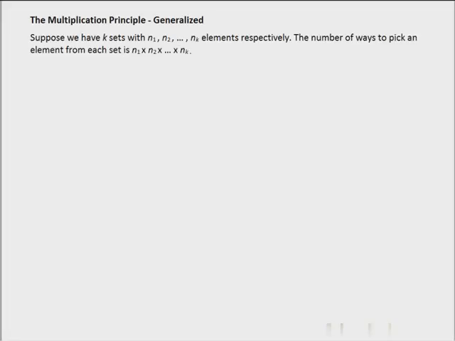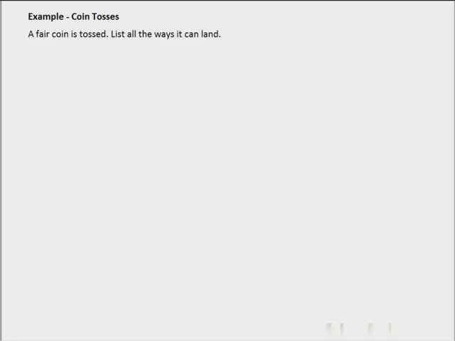We've just seen an example of the generalized multiplication principle, which goes as such. Suppose I have k sets, and the number of elements in each of those sets is n1, n2, up to nk respectively. Then the number of ways to pick an element from each set is n1 times n2 times all the way till nk. Now that we have the power of the multiplication principle with us, let's quickly go over the standard examples that appear in every textbook.